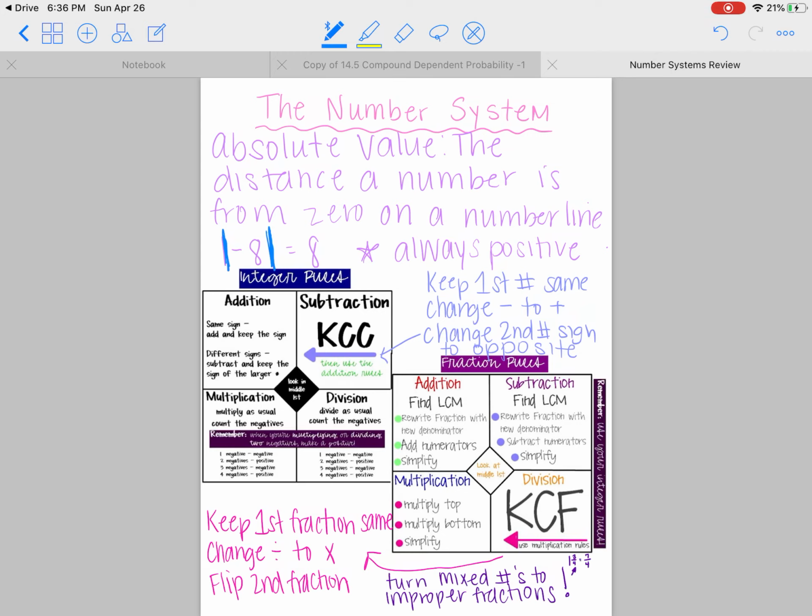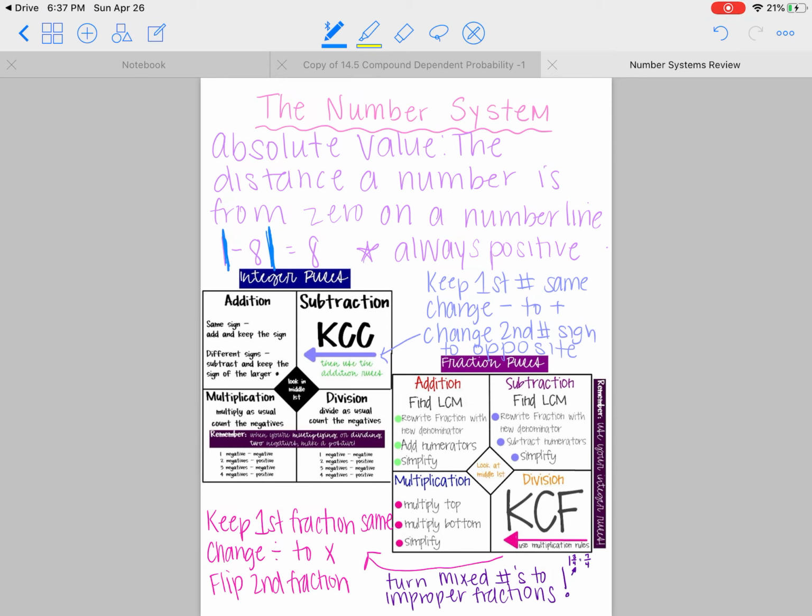Now, if I'm going to subtract integers, you're going to keep the first number the same. Change your negative or your subtraction sign to a positive, and then change the sign of the second number to the opposite. Okay? So keep, change. Or additive inverse. Remember additive inverse. Change the subtraction to an addition. Change the sign of the next number.